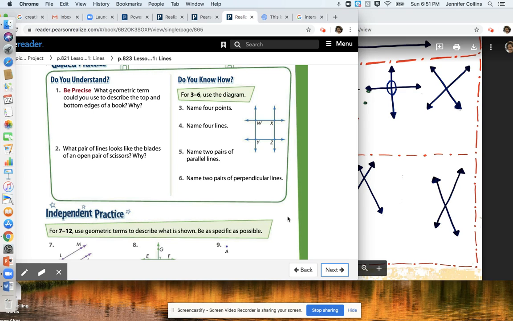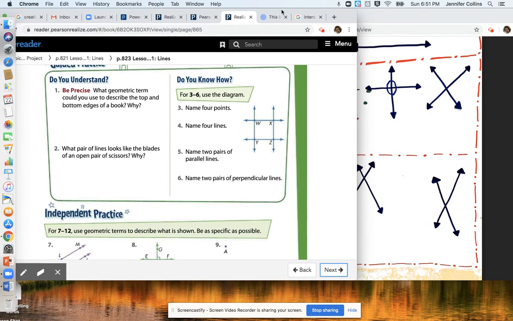What pairs of lines look like the blades on an open pair of scissors? What do you think that would be most like: parallel, perpendicular, or intersecting? I'll give you another few seconds to see if you can come up with it. That's right. Those are intersecting because they don't cross at right angles. Great job, guys. So you have gotten a little bit of information about parallel, perpendicular, and intersecting lines.